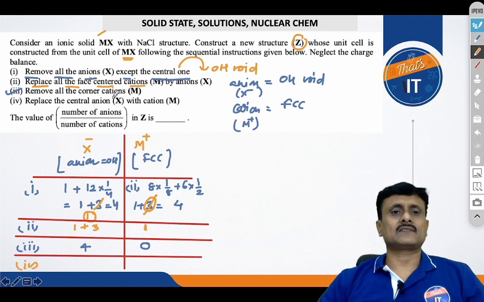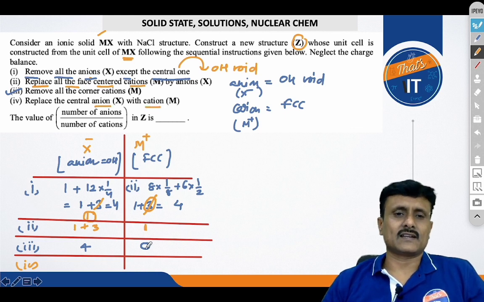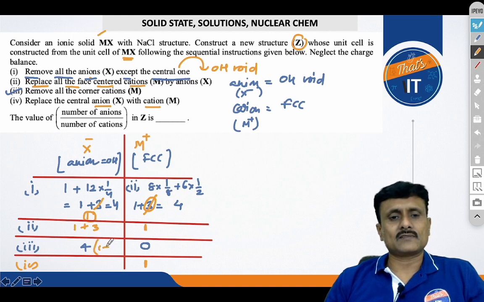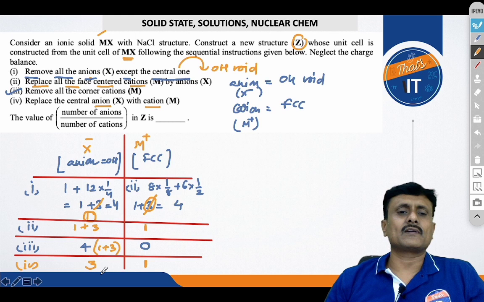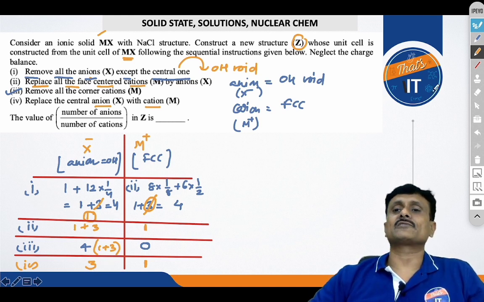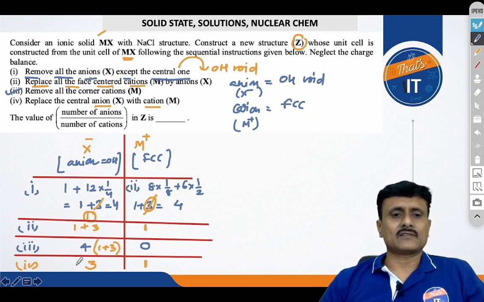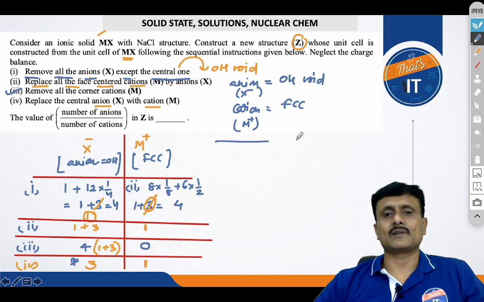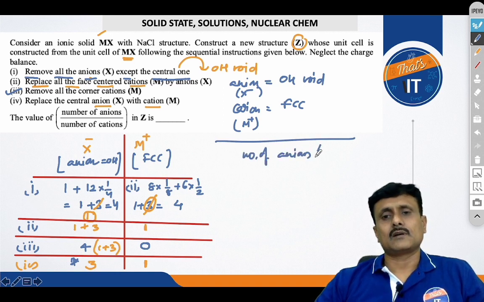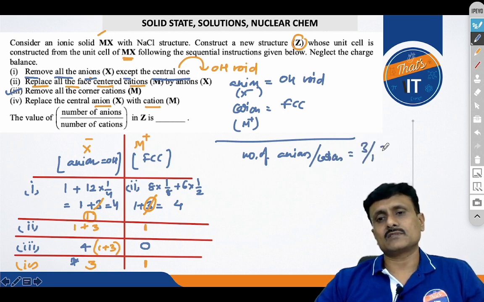Replace the central anion with a cation. That means there is one anion kept out of 4, that is 1 plus 3. Now he says this 1 has to be replaced. That means how many anions are remaining? 1 is removed, so 3 remain. Therefore, what is being asked? The number of anions. Finally, you have been asked to find the ratio of the number of anions to the number of cations, which turns out to be 3 by 1, which is equal to 3.